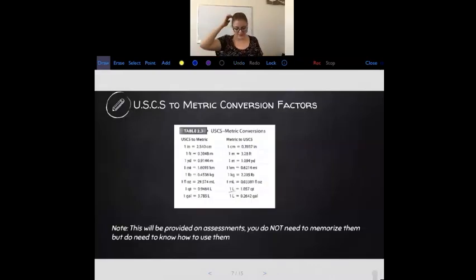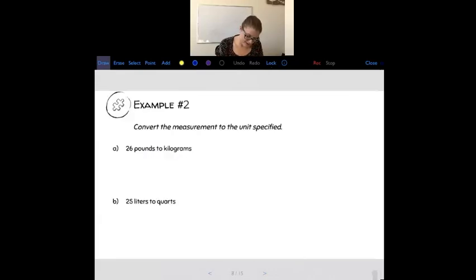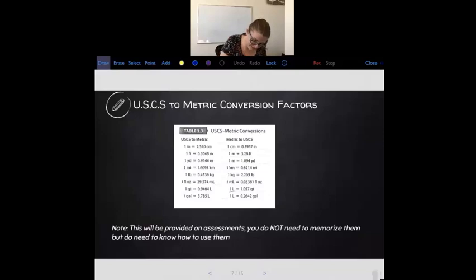Metric conversion, so the United States customary system, the only country that uses it, to metric conversions. Again, this will be provided, you don't need to memorize it. So convert the measurement to the units specified: 26 pounds to kilograms. We've got two: 1 pound is equal to 0.4536 kilograms, and 1 kilogram is equal to 2.205 pounds.